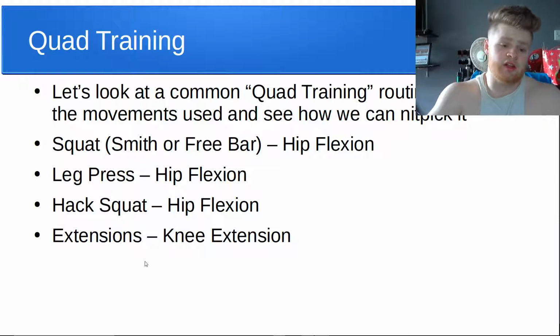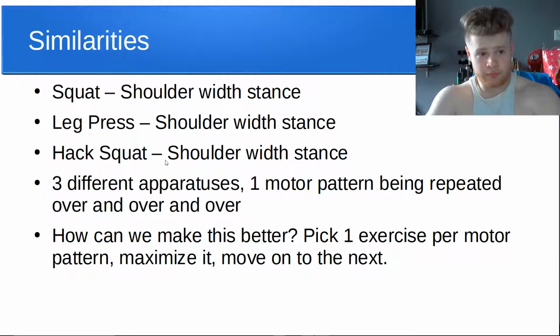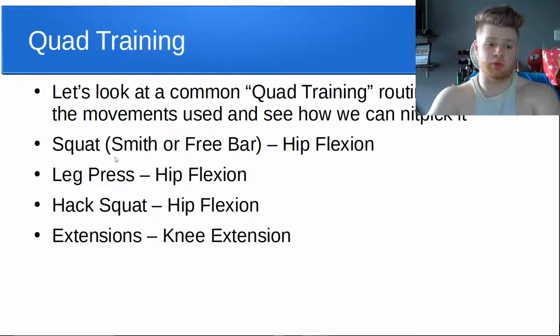And then finally, they'll probably warm up with extensions, and they'll probably finish with extensions, because this is obviously the number one movement to extend the knee. That's why leg extensions are so great, because you're literally sitting in place, extending the knee over and over under load. So we have three movements that work to flex the hip, and we have one movement that works to extend the knee. Now, what are the similarities that are more than likely going to occur between the squat, leg press, and the hack squat?